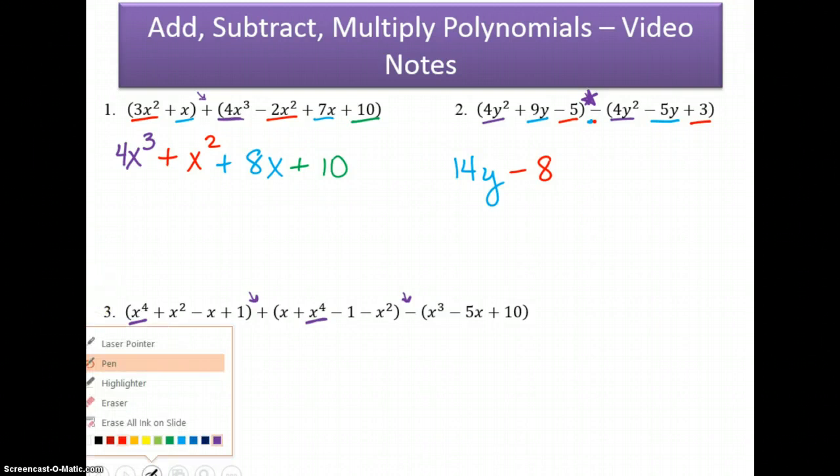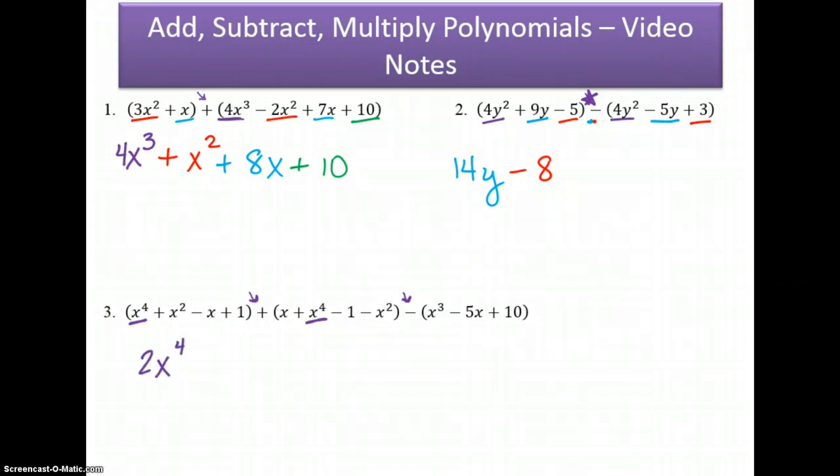So I'm going to change colors now because I am changing the types of terms, and we're going to move on to x cubes. So we've got 1x cubed here. Pay attention to the sign out front. This is minus x cubed. It's the only one, so we're going to write minus x cubed.